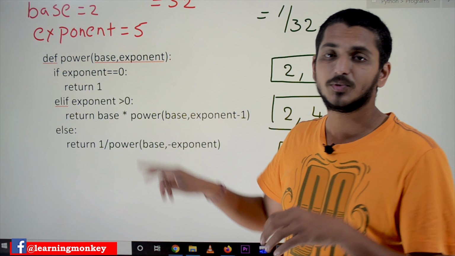How will this execute? Let's take an example. The first time when we call the power function, we send the values 2 comma 5. So exponent is 5, which is greater than 0. So what's happening here? If the exponent is greater than 0, base into, again calling the function, means 2 into, again calling the function with exponent minus 1 value. So the new function has base value 2, exponent value 4. We keep on reducing the value.